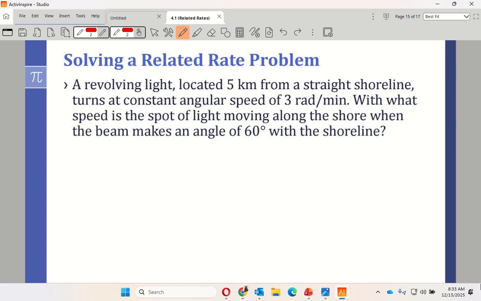Would there be two places that make a 60-degree angle with the shoreline? Turn up your volume. Would there be two places where it would make 60 degrees? Sure, if it's going a different direction, but then it could just be negative, so it doesn't matter. So, there are different perspectives. Are you talking about the left side and the right side? No, I'm saying top, bottom.